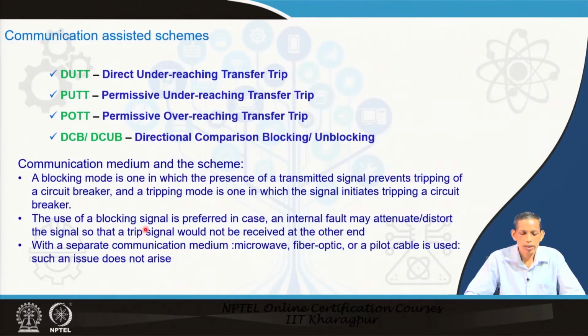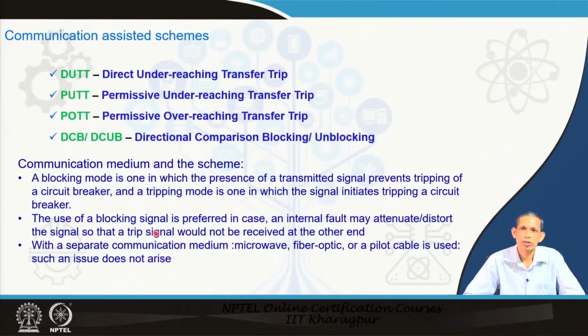The use of a blocking signal is preferred in case an internal fault attenuates or distorts the signal, so that a trip signal would not be received at the other end. Suppose we are using power line communication and an internal fault happens; then the corresponding signals may be distorted, and transferring a trip signal may be difficult or lead to inaccuracies. However, a blocking signal means the fault is not there in the line.